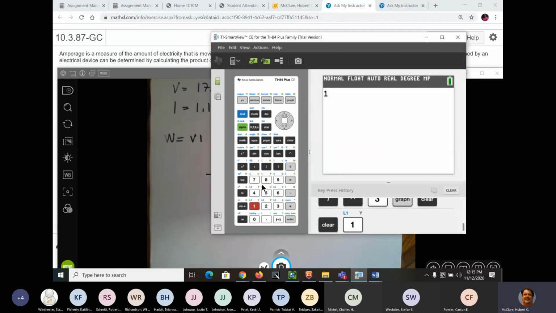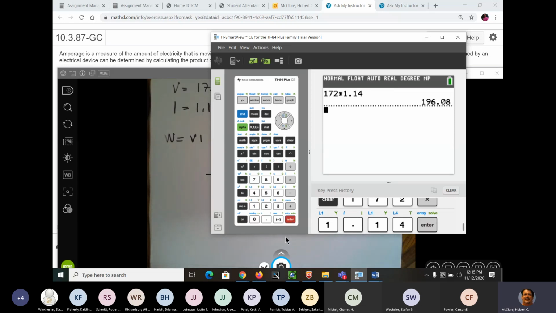So 172 times 1.14. 196.08 sine squared of 140 pi t. And that is what the wattage is equal to, and that's what they want you to graph.